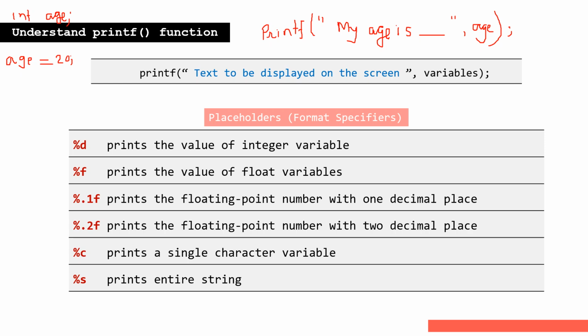So what you will fill in this space provided over here depends on which variable you want to print. If the variable you want to print, age in this case, is an integer, then you will write %d over here.